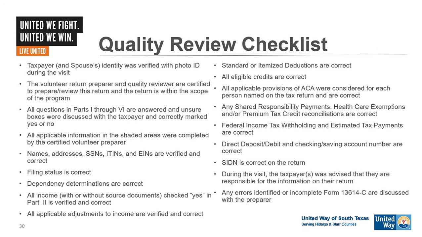All income, with or without source documents, checked yes in Part 3 is verified and correct. All applicable adjustments to income are verified and correct. Standard or itemized deductions are correct. All eligible credits are correct. All applicable provisions of ACA were considered for each person named on the tax return. Any shared responsibility payments, healthcare exemptions, or premium tax credit reconciliations are correct. Federal income tax withholdings and estimated tax payments are correct. Direct deposit, debit, and checking or savings account numbers are correct. The SIDN number is correct on the return.